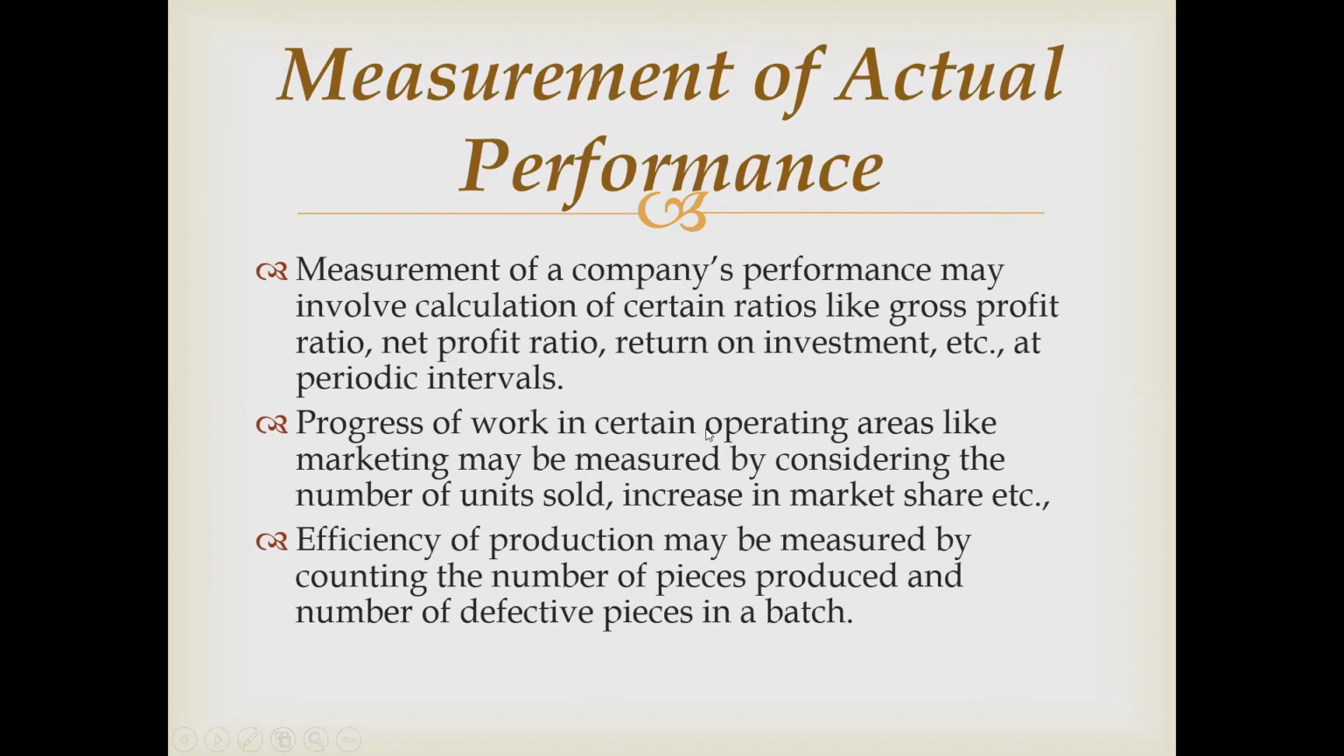Progress of work in certain operating areas, like marketing, can be measured by considering the number of units sold, increase in market share, etc. अगर मुझे ये देखना है कि मेरा marketing department efficiently काम कर रहा है नहीं कर रहा, तो I can measure what is the total number of units sold in a year, whether it has increased or not, whether the market share is increased or not, and efficiency of production may be measured by counting the number of pieces produced and the number of defective pieces in a batch.